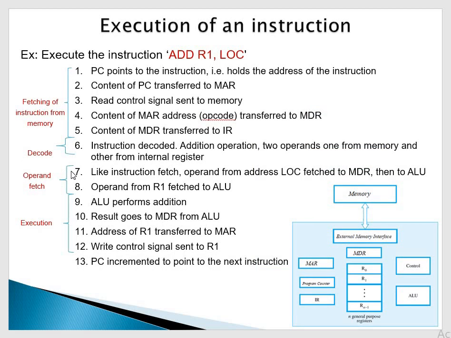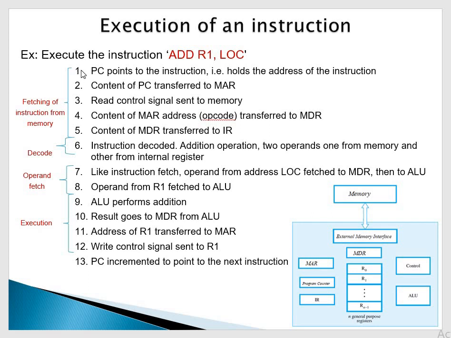In this particular slide, we will try to understand the sequence of execution of an instruction by taking one example. Let's suppose we want to execute one instruction, ADD R1, LOC. As we have already discussed, this instruction has two parts. One is called the mnemonic. ADD is the mnemonic which gives us the type of operation, and R1, LOC indicate the address and type of the data. So what will be the sequence of events?